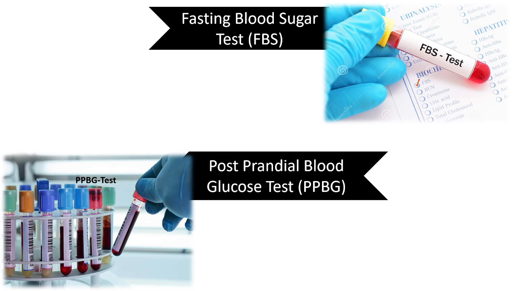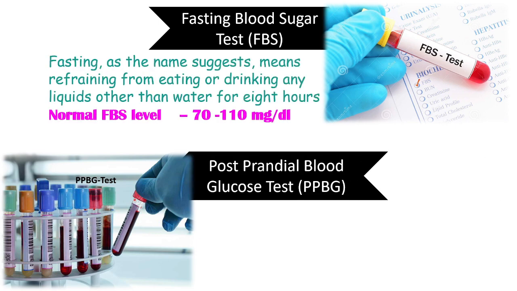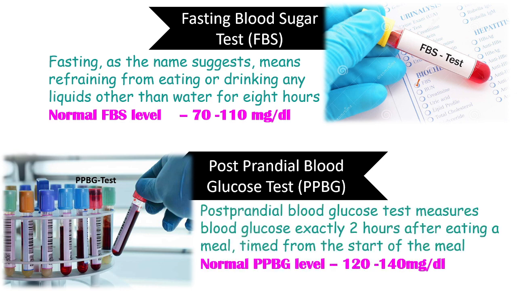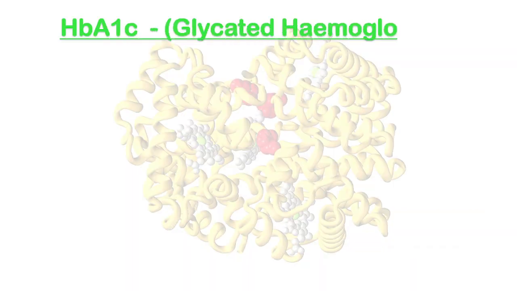Fasting blood sugar test. Fasting, as the name suggests, means refraining from eating or drinking any liquids other than water for 8 hours. Normal FBS levels are 70 to 110 mg per deciliter. Postprandial blood glucose test measures blood glucose exactly 2 hours after eating a meal, timed from the start of the meal. Normal PPBG level is 120 to 140 mg per deciliter.